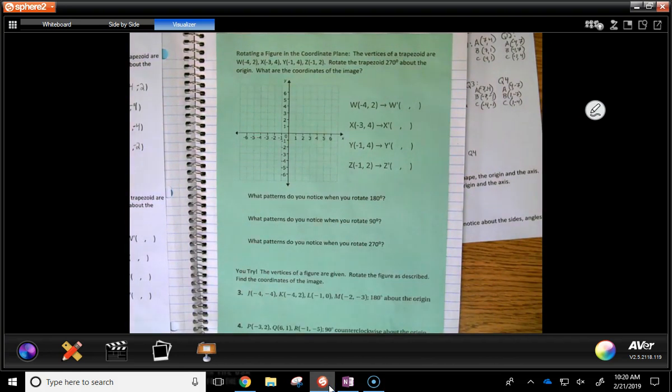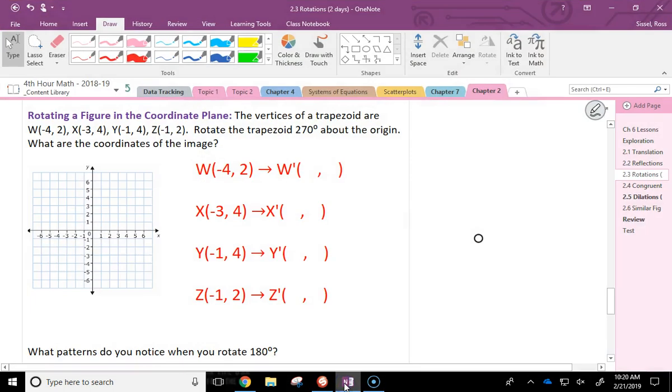Rotating a figure in a coordinate plane. Okay, I am still using the exact same coordinate points. Wait, it's supposed to be green. Well, mine's green. Yours is probably white. I think we made the copy that way. So, I'm still going to put these points in there: -3, 4; -1, 4; -1, 2.